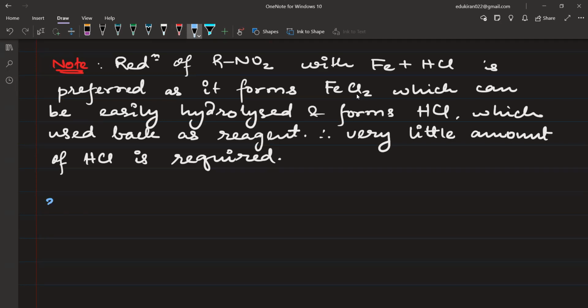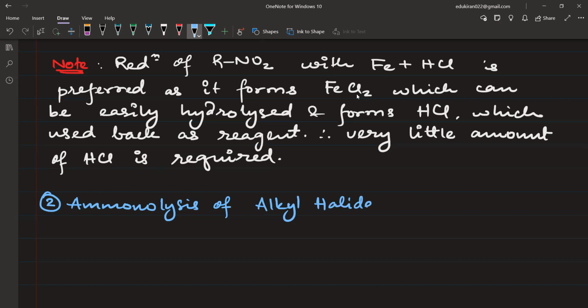Right, the second one: ammonolysis of alkyl halide. Now this is an interesting reaction which we have already seen in the haloalkane chapter. See, what does hydration mean? If I am doing hydrolysis, then I am adding water. If I am doing ammonolysis, then I am adding ammonia. The same thing happens here. We add ammonia to alkyl halide RX.